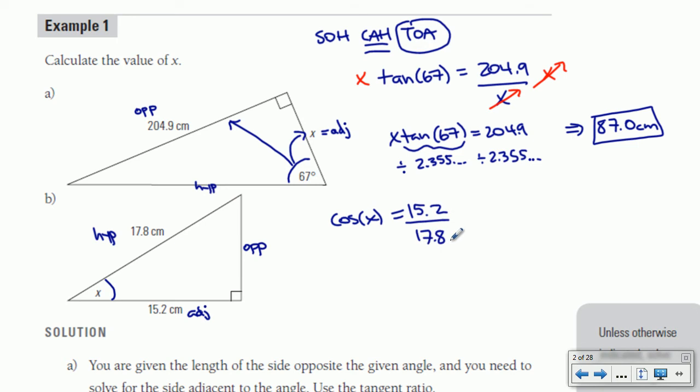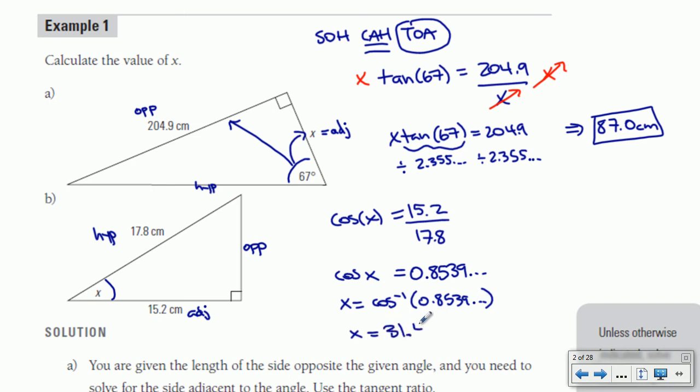We can evaluate 15.2 divided by 17.8. That gives us 0.8539 and some other digits, so that's equal to cos of x. In order for us to determine what x is, we need to take the inverse cosine of this number. So inverse cos of 0.8539 and so on will give us eventually 31.4 degrees.